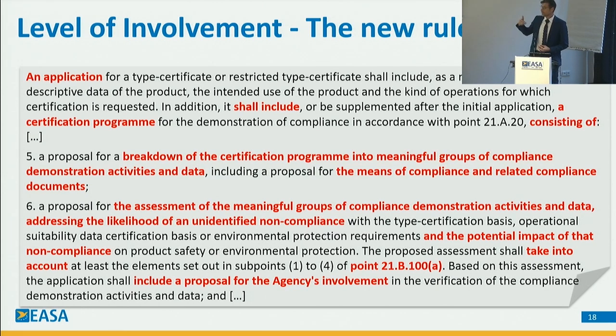And then it guides you to open section B, the rules for the competent authority, because it says that you shall take into account at least the elements set out in subpoints 1 to 4 of point 21B100. I'm going to show you in 30 seconds what these 4 points are, and then it concludes that you should not only make this assessment, but then based on this risk assessment that you conduct, you make a proposal how the agency should be involved. Based on this assessment, the application shall include a proposal for the agency's involvement in the verification of compliance demonstration activities and data.